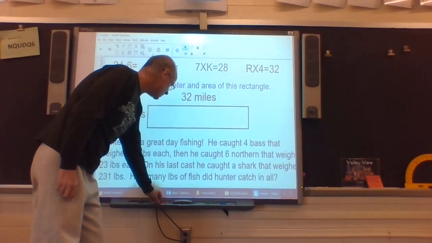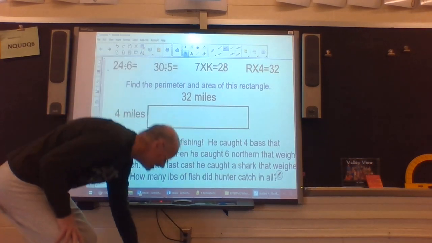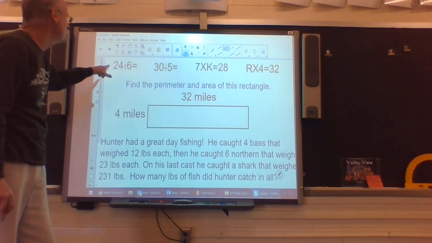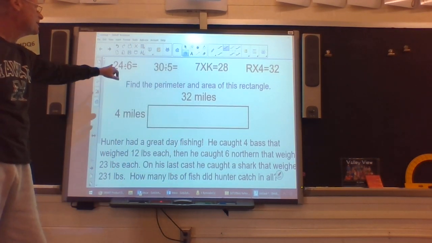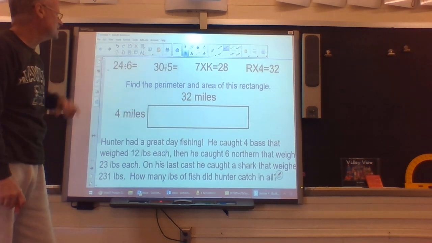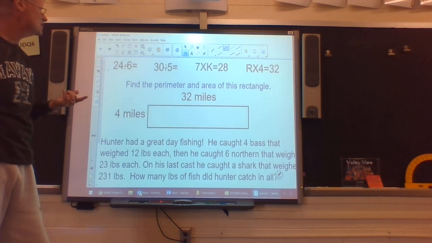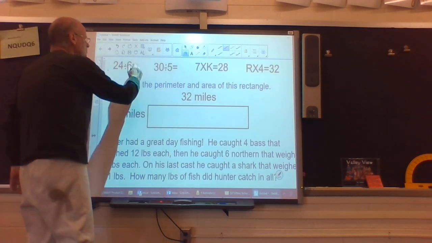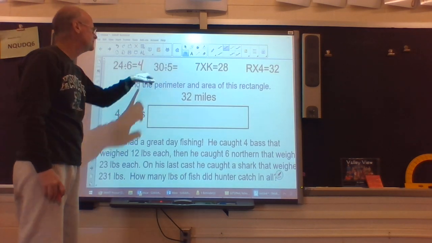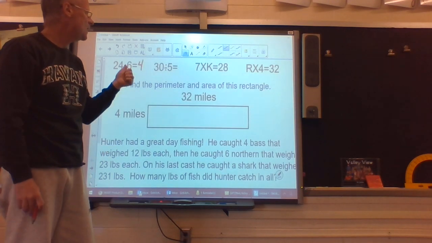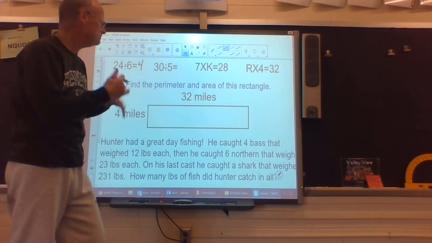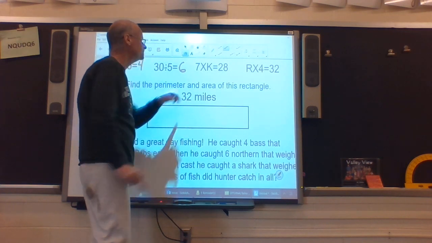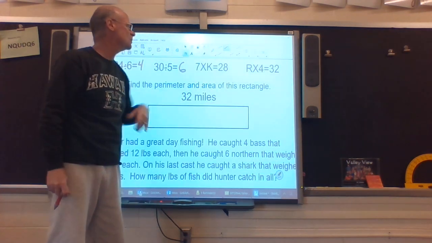Okay, here we go. First problem is 24 divided by 6. I can say 6 times what is 24? 2 6s are 12, 3 6s are 18, 4 6s are 24, so this answer is 4. 30 divided by 5, let's see, 5, 10, 15, 20, 25, 30, oh, that's 6, not so hard on that one. 7 times something is 28.